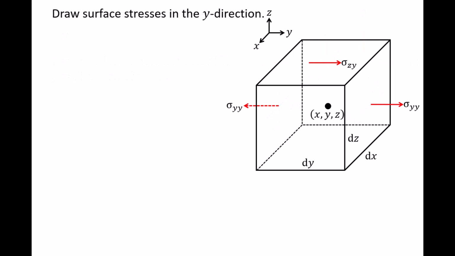So instead, let's focus only on the stresses that act in the y direction. There are still three stresses that we need to draw. On the bottom surface, which is oriented in the negative direction of z, sigma zy points in the negative direction of y. On the front surface, which is oriented in the positive direction of x, sigma xy points in the positive direction of y. And finally, on the rear surface, which is oriented in the negative direction of x, sigma xy points in the negative direction of y.